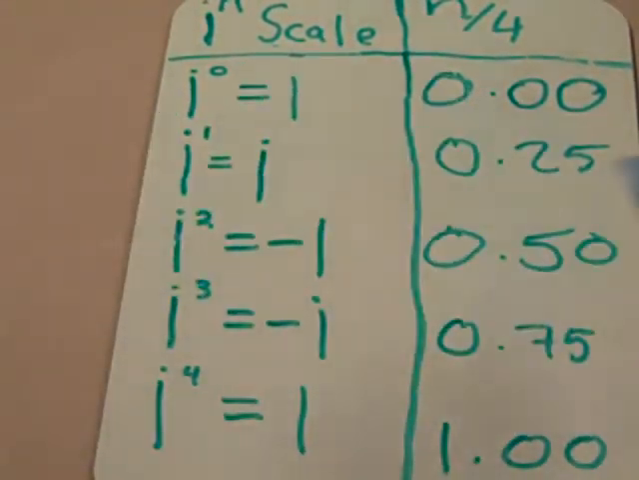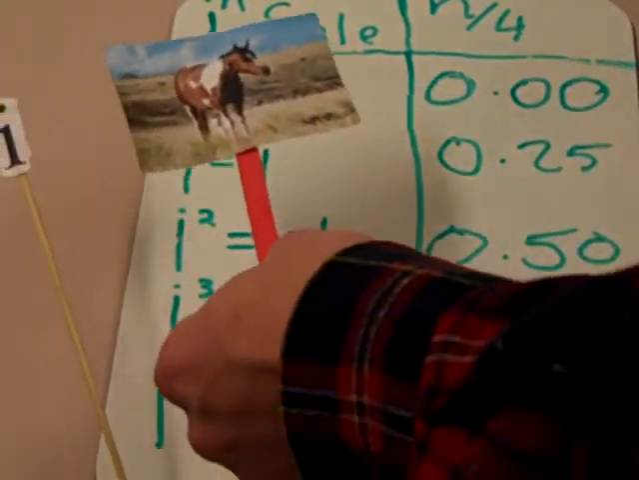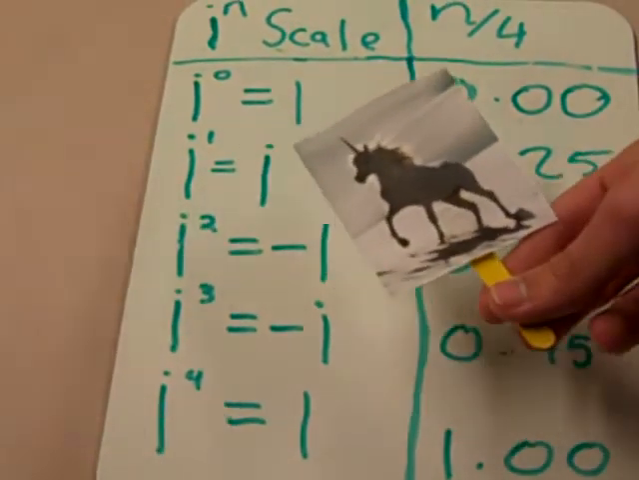Here we have a horse. When you multiply a horse by something real, i, you get a unicorn, something imaginary.